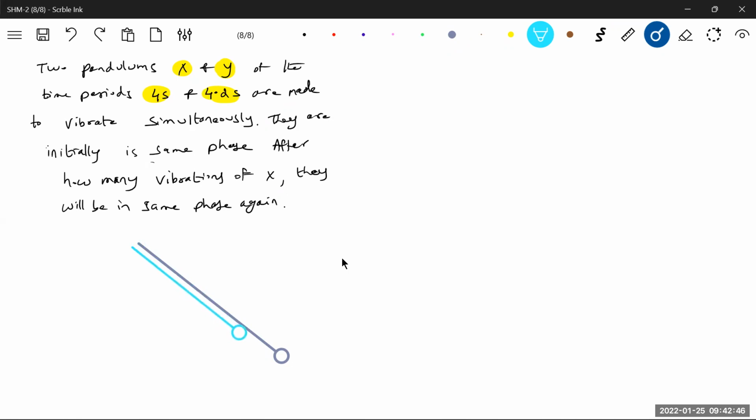Just for our understanding, both are actually suspended at the same point, because they have different time periods. This will be X, this will be Y. They'll start oscillating. But look at the time period of oscillation. When X takes 4 seconds, what about Y? When X completes one vibration, one cycle, Y would not have completed. Somewhere, maybe just about to complete.